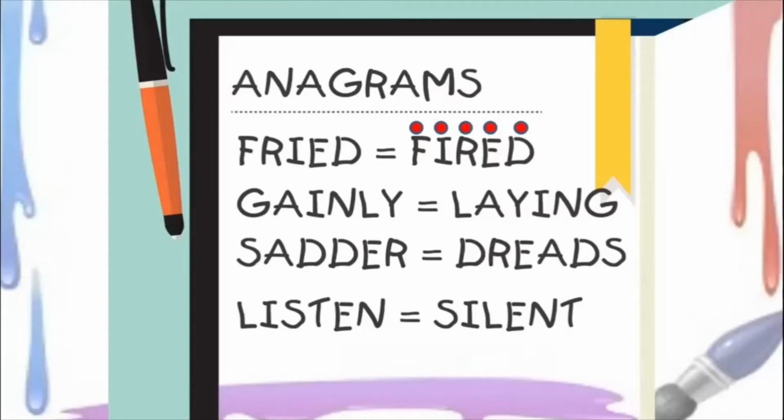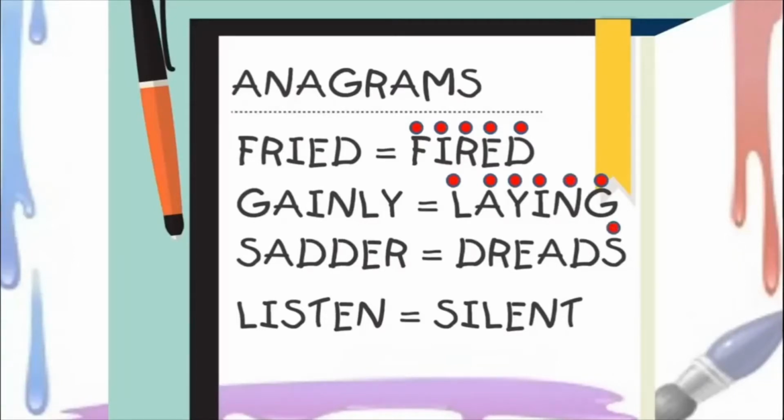Let us look at the next word. So you have gainly, G-A-I-N-L-Y, gainly. So what is the anagram of gainly? It is laying. We have G, we have A, we have I, N, L and Y in laying.